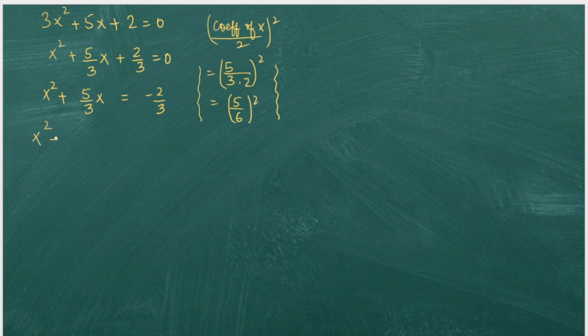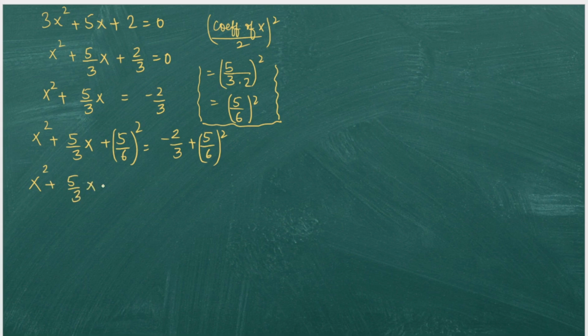Let's do that. x square plus 5 over 3x plus 5 over 6 whole square equals negative 2 over 3 plus 5 over 6 whole square. Okay. Now, this will give me x square plus 5 over 3x plus 5 over 6 whole square equals negative 2 over 3 plus 5 square is 25 and 6 square is 36.